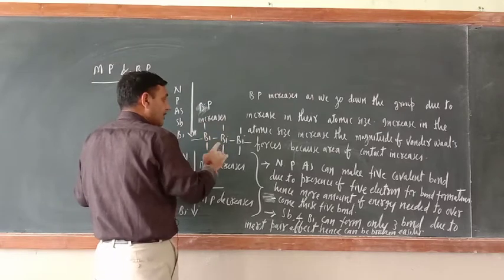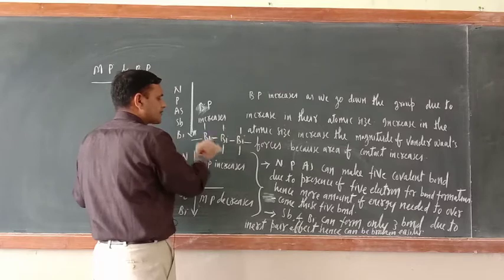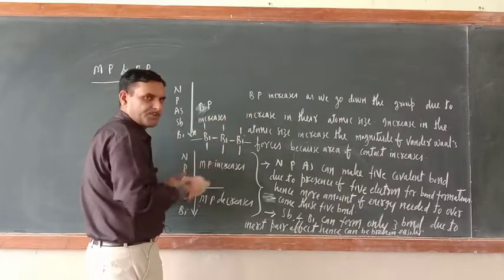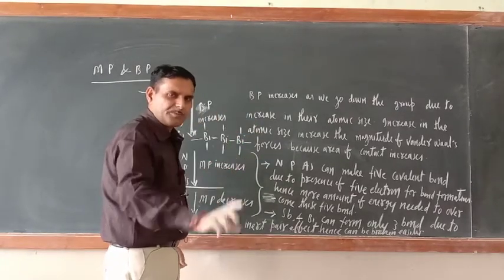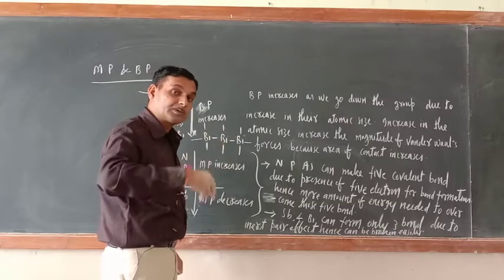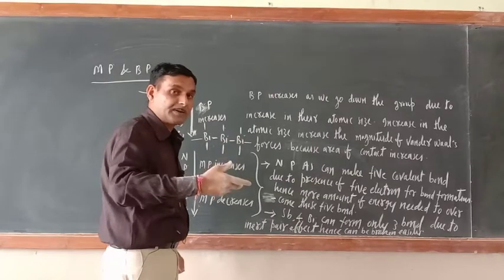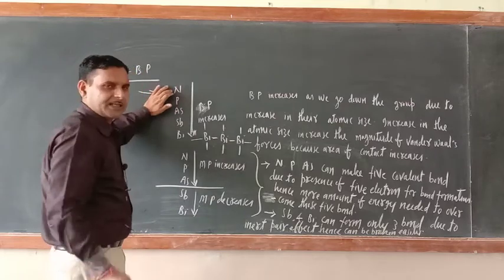Now try to understand. For boiling, these bonds should be broken. Then only bismuth will boil. Now just see, bismuth size is large. So when the size is large, area of contact will be more. When area of contact will be more, then what would be there? You have to supply more amount of energy in the form of temperature, so that these forces can be broken.